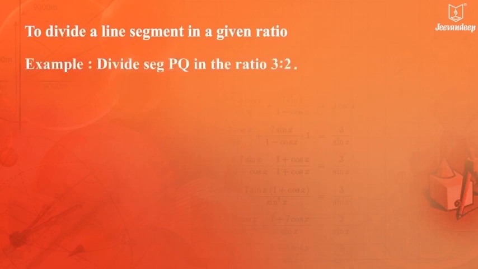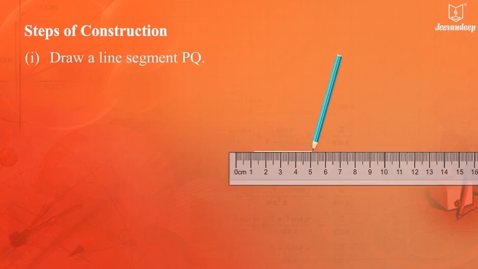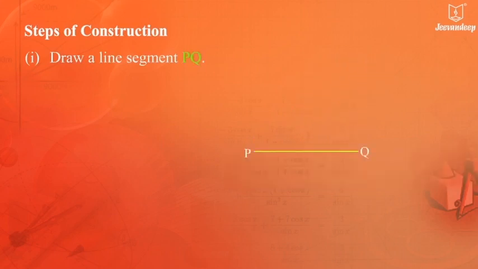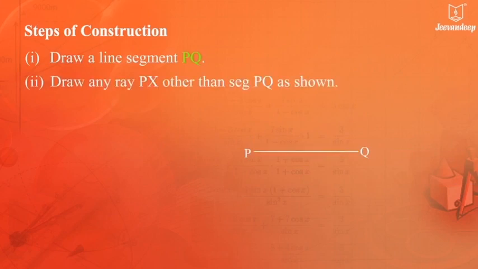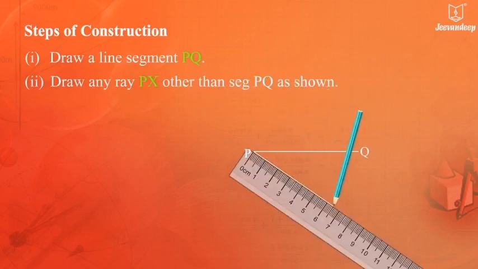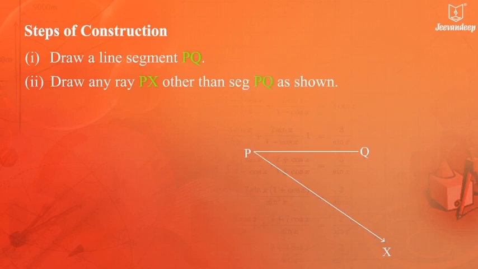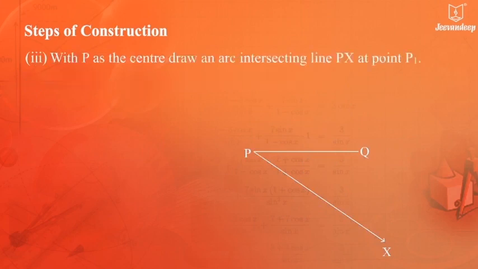To divide a line segment in a given ratio. Example, divide segment PQ in the ratio 3:2. Steps of construction. 1. Draw a line segment PQ. 2. Draw any ray PX other than segment PQ as shown. 3. With P as the center, draw an arc intersecting line PX at point P1.